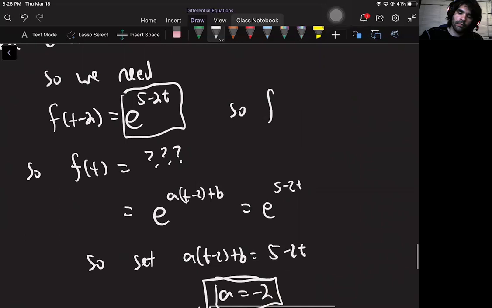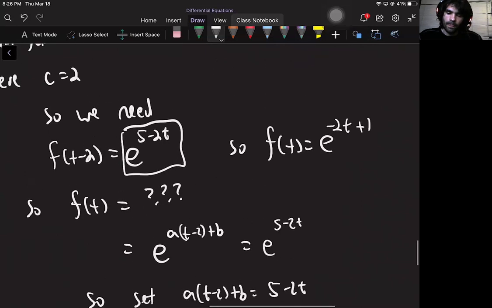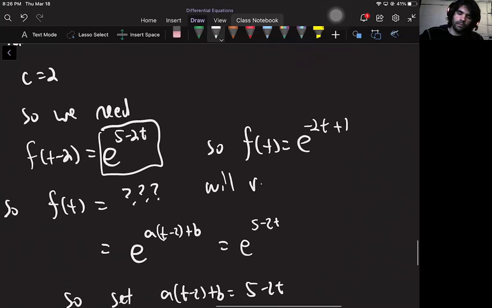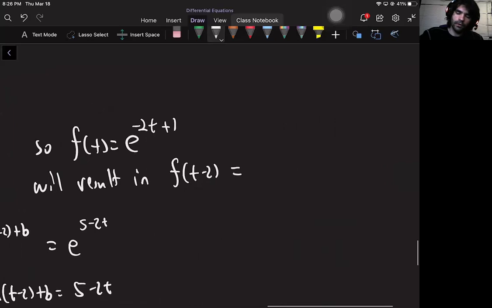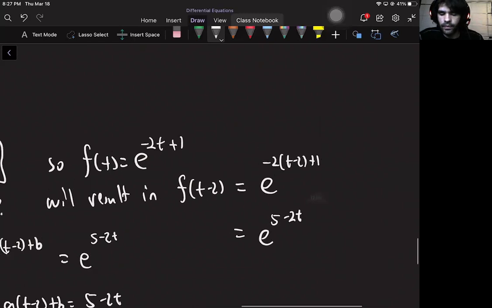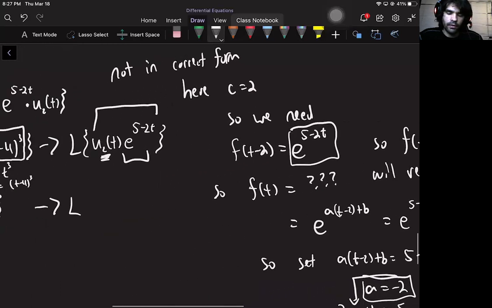Okay, so f of t equals e to the -2t plus 1 will result in, if I plug in t minus 2, this 5 minus 2t that I want. Okay, so a lot of little algebra tricks to figure this out.